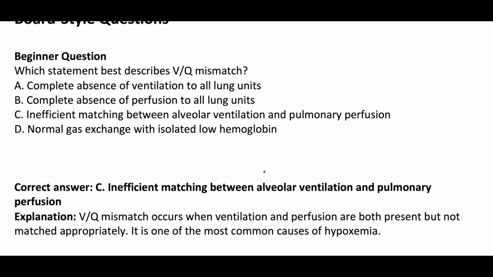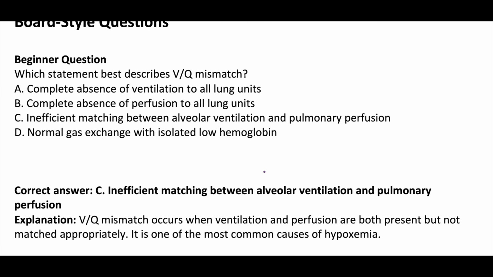The correct answer is C, inefficient matching between alveolar ventilation and pulmonary perfusion. Remember, it's that mismatch. Whereas complete absence of ventilation and complete absence of perfusion are going to be shunt and dead space, right? Inefficient matching is VQ mismatch.